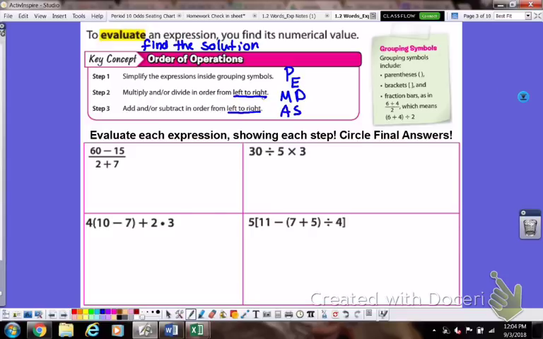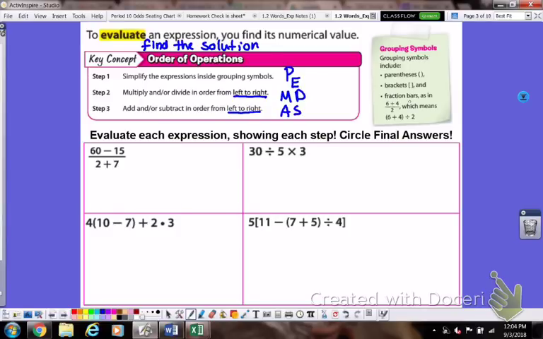Now, for step 1, just a little side note, our grouping symbols. When we talked about PEMDAS, we only talked about parentheses, but parentheses are not the only grouping symbols. It could be parentheses, it could be brackets, it could also be a fraction bar. The fraction bar is the one that a lot of us forget sometimes. So in this example, fraction bars, we would have 6 plus 4 divided by 2, which means you would do 6 plus 4 first, and then divide by 2. Don't divide one of those by 2 first.